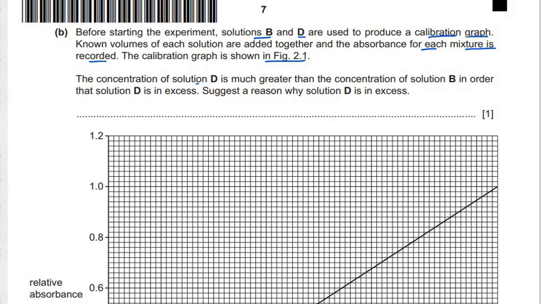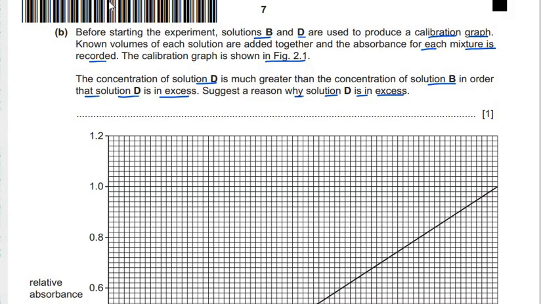The concentration of solution D is much greater than the concentration of solution B, in order that solution D is in excess. Suggest a reason why solution D is in excess. Now if we are adding any solution in excess and we are producing a calibration graph, that clearly shows that we want the other reactant of the solution to react fully.